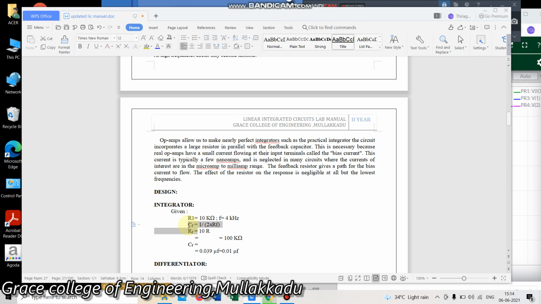Therefore, we can calculate the value of CF. We can take the CF value as approximately equal to 0.01 microfarad. This is the design for the integrator.